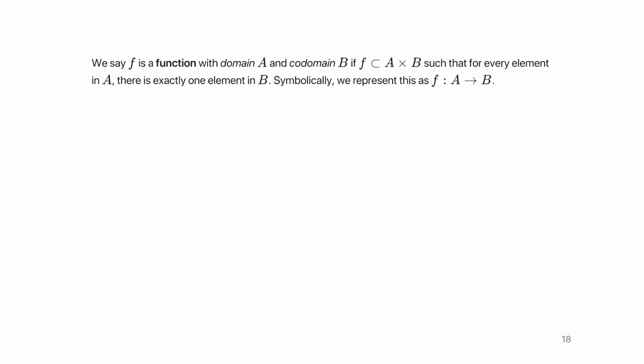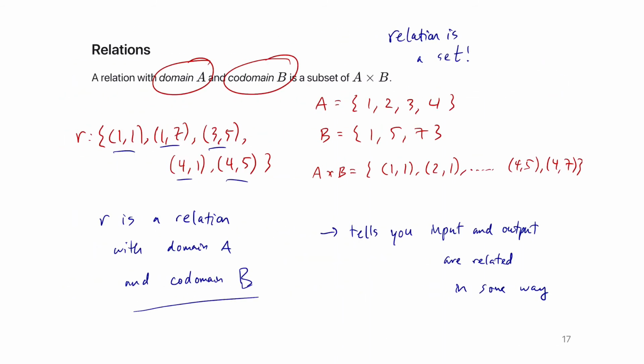Okay? What is a function? Well, so a function is a type of relation. Okay? So a function with domain A and codomain B is a subset of the Cartesian product of A and B, such that for every element in A, there's exactly one element in B. So with this definition, a function is also just some subset of the Cartesian product, but one that satisfies the rule that for every element in A, there's exactly one element in B. Not 0 elements in B, not 2 elements in B, exactly one element in B. Okay?